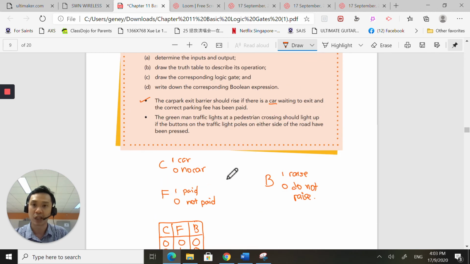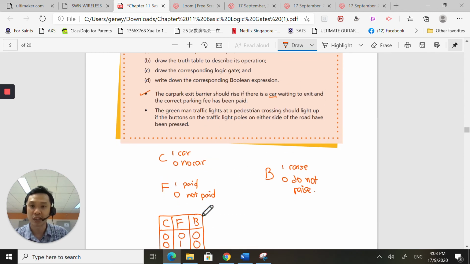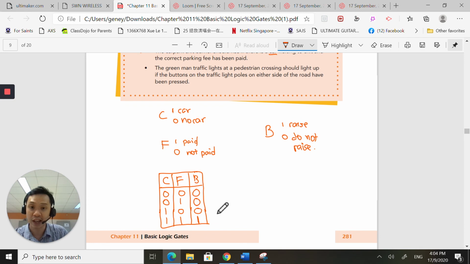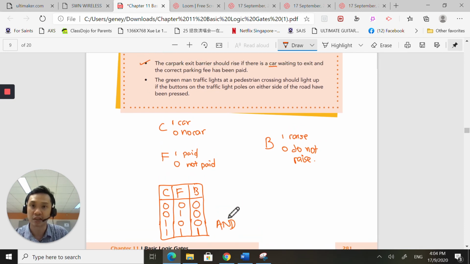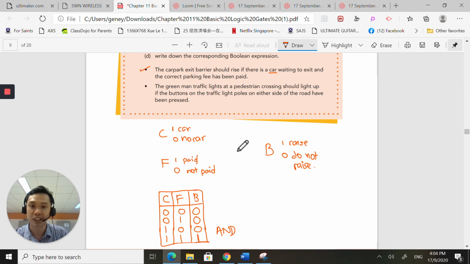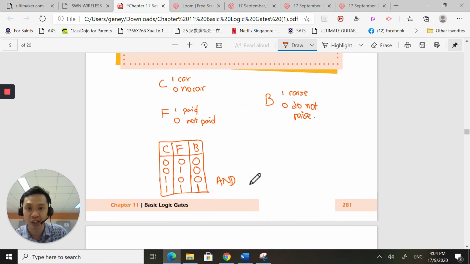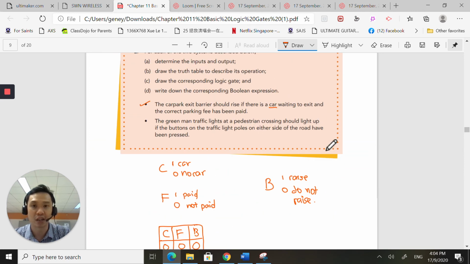Okay, so this corresponds to an AND gate. And I want to write the Boolean expression. So the Boolean expression is, for an AND gate, output B equals C AND F. So this is my Boolean expression. Okay, so this is how I navigate the situation.